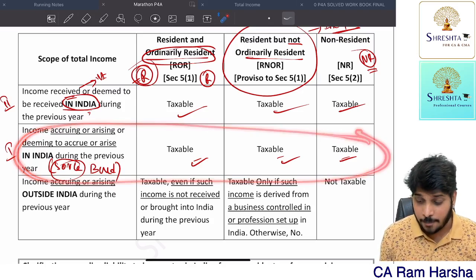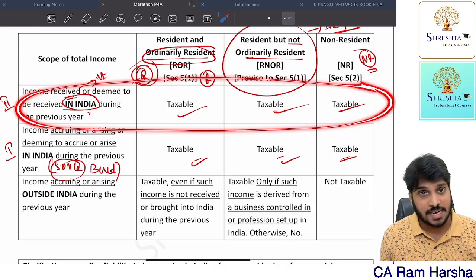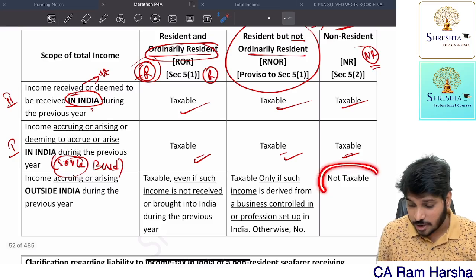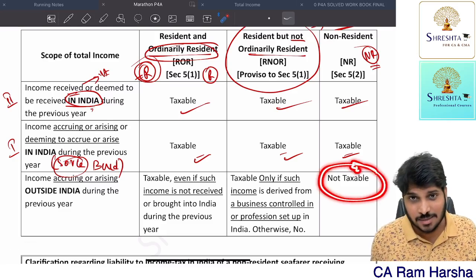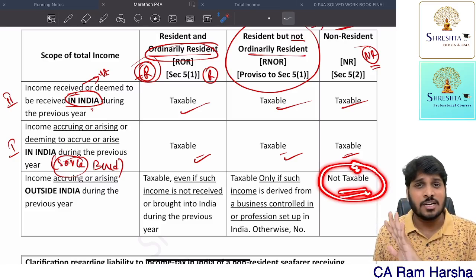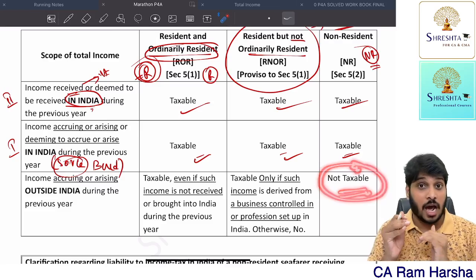For a non-resident, income is taxable only if the source is in India. If the source is not in India but the receipt is in India, taxable. Suppose the source is outside and the receipt is also outside. For a non-resident, nothing is taxable. If source is outside and receipt is outside, fully exempt, not at all taxable under Indian income tax law.